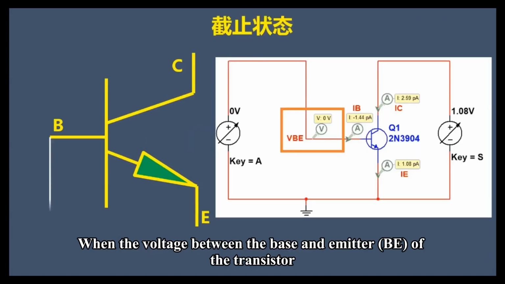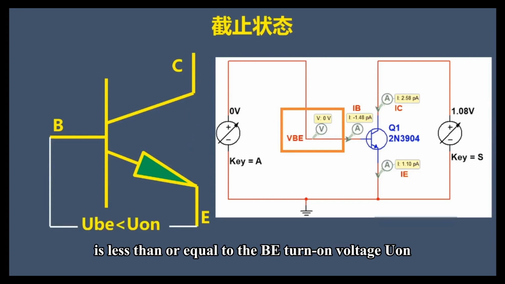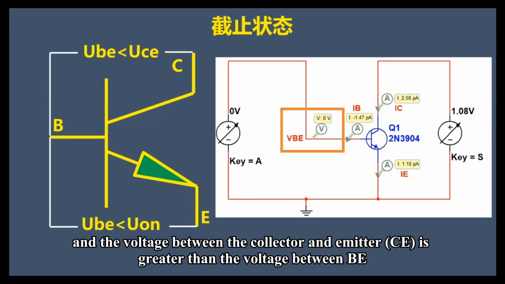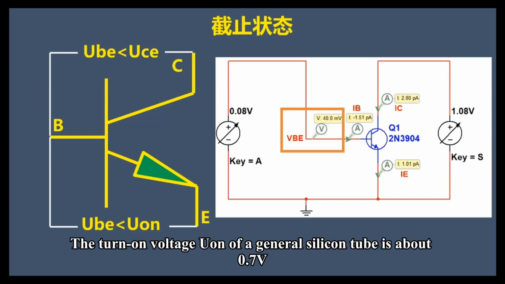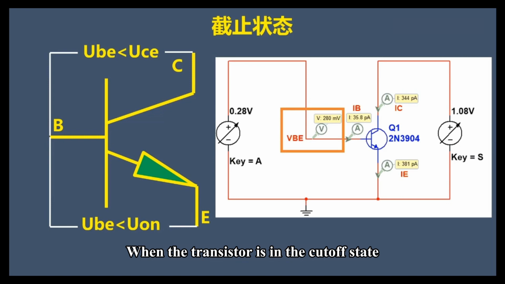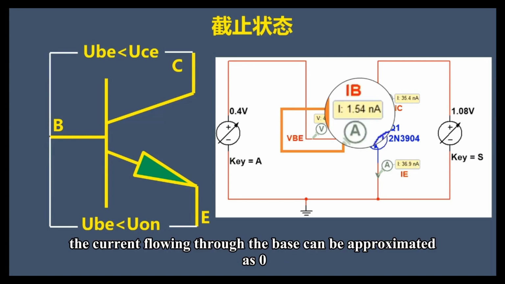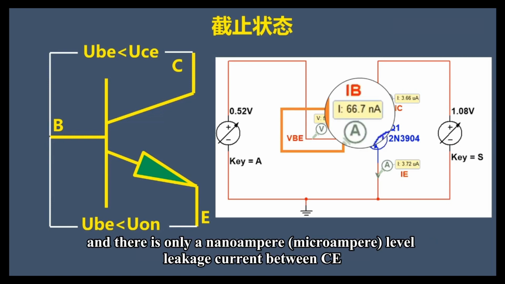When the voltage between the base and emitter (VBE) of the transistor is less than or equal to the turn-on voltage Vγ, and the voltage between the collector and emitter is greater than the voltage between base and emitter, the transistor is in the cutoff state. The turn-on voltage Vγ of a general silicon tube is about 0.7 volts. When the transistor is in the cutoff state, the current flowing through the base can be approximated as zero, and there is only a nanoampere level leakage current between C and E.